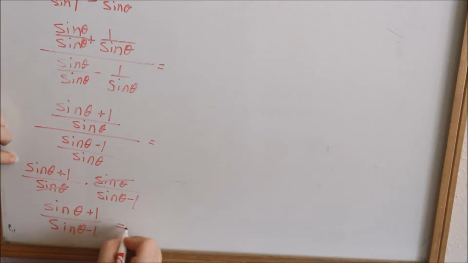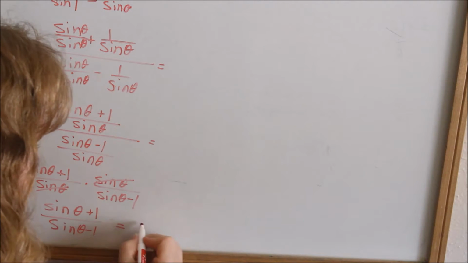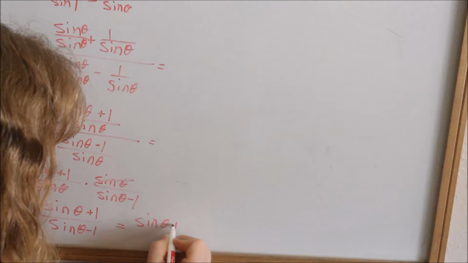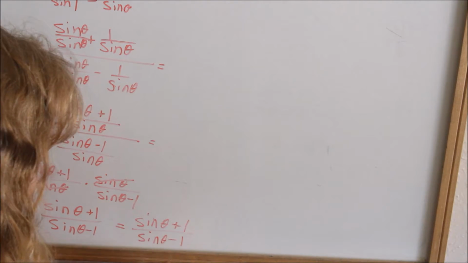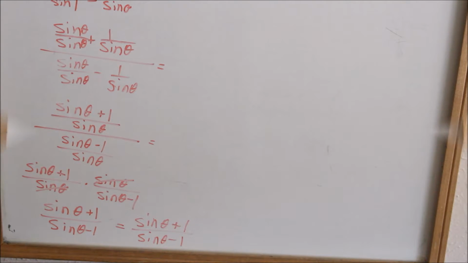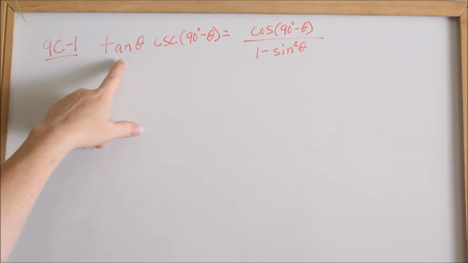When I get down to this point, I look at the other side to see if I need to change it. I don't. So I see that it matches, and I've made the left side equal to the right side, so I've proved it. Okay, we're looking at 9C1.